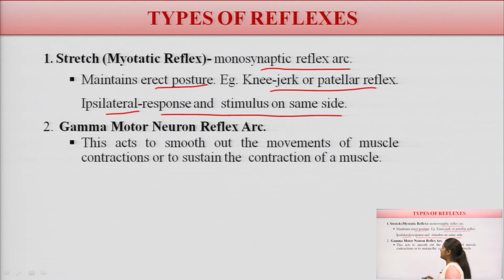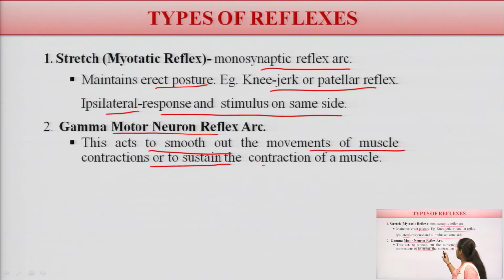Now, gamma motor neuron reflexes act to smooth out the movement of the muscles for contraction and the sustaining of the contraction of the muscles. These are the gamma motor neurons.